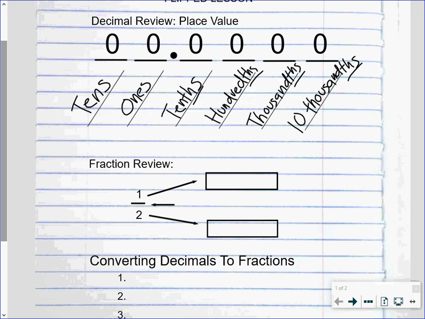Okay? Then for our fraction review, this top number here is the numerator. The bottom number is the denominator. And then one way we could say 1/2 with this dividing line here is 1 divided into 2 groups.